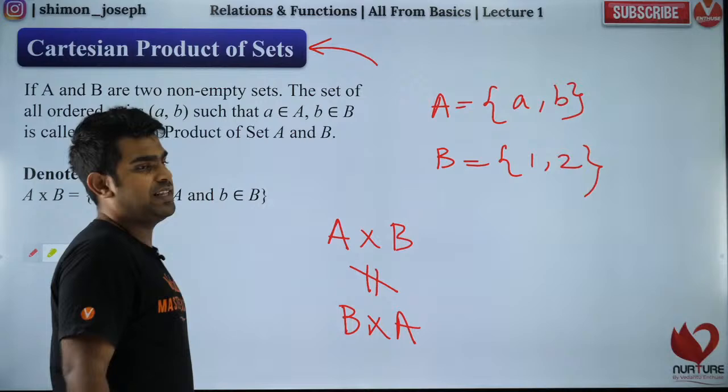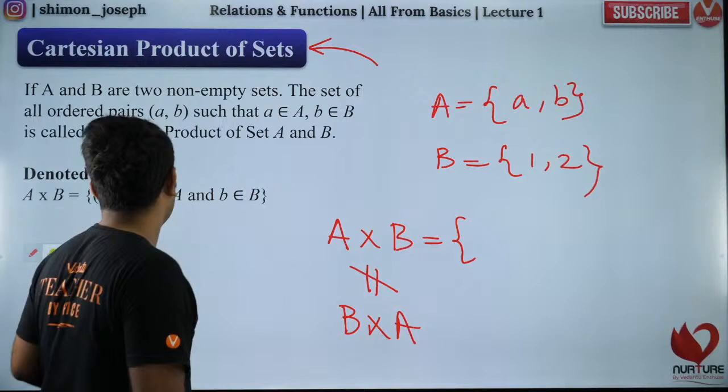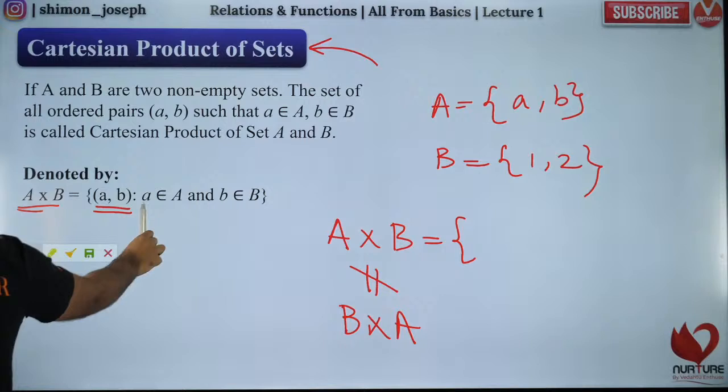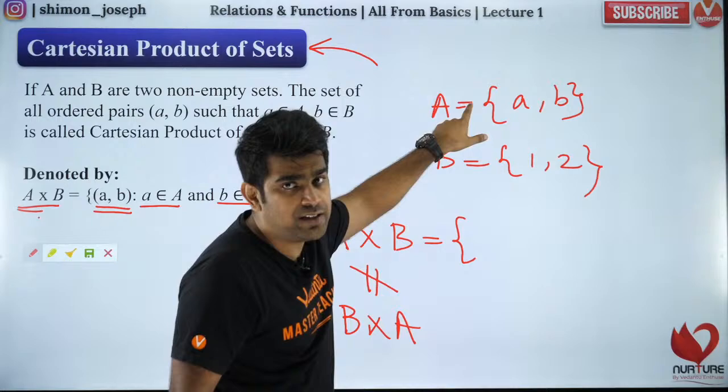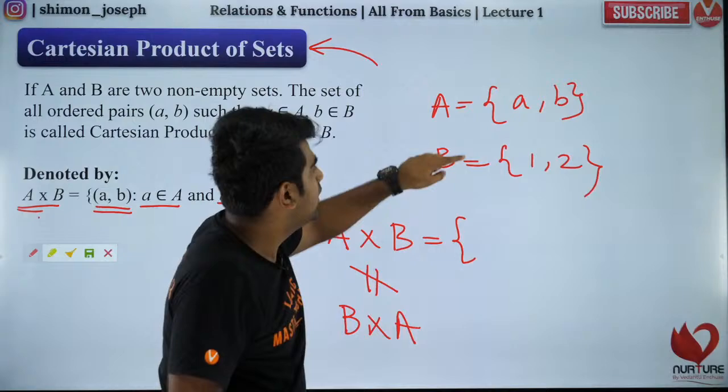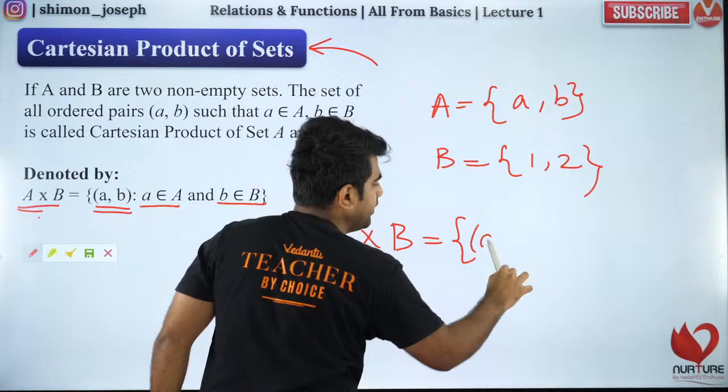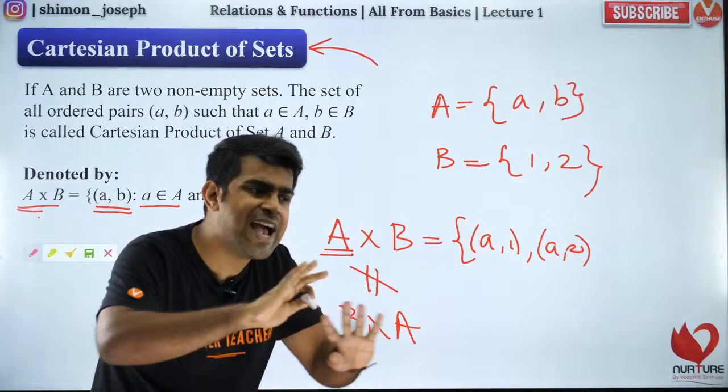Now what is A cross B? A cross B, how do I find out, sir? So A cross B is nothing but the set of ordered pairs a comma b, such that a belongs to A and b belongs to B. What does this mean? It contains all the ordered pairs a comma b such that a belongs to capital A and b belongs to capital B. So what I will do, listen carefully. Take first element in A. So a is the first one. So you start with a. You write a comma 1. Then you write a comma 2. Now a is over. With a, I completed it.